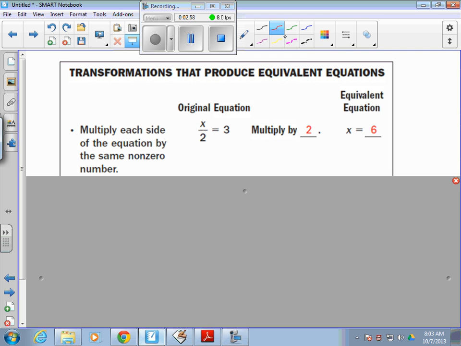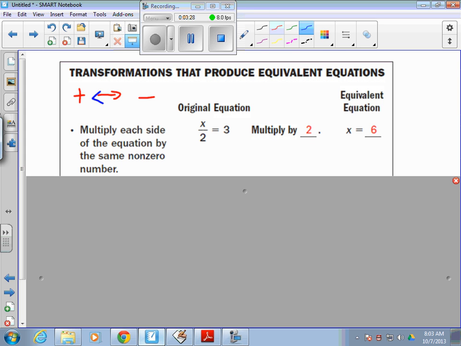Here's some transformations that produce equivalent equations. The original equation says x over 2 equals 3. We can also read that as x divided by 2. We know to undo division, you multiply. Just like last week, we talked about you undo addition with subtraction and you undo subtraction with addition. This week, you undo multiplication with division and likewise, you undo division with multiplication. This one says x divided by 2, so undo divide by 2 by multiplying by 2.